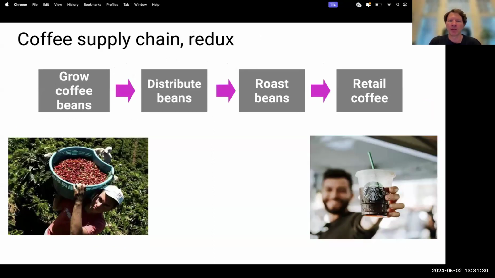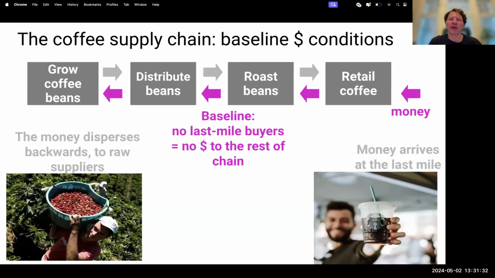Okay, here's a key thing. If there's no Starbucks, then there's no money to the Costa Rica farmers, right? That's the baseline. If there are no last mile buyers in general, no one else gets paid either, right? So it's a prerequisite to have that last mile. And I was emphasizing this before too. You can't truly have a data supply chain unless you've got the make money part.